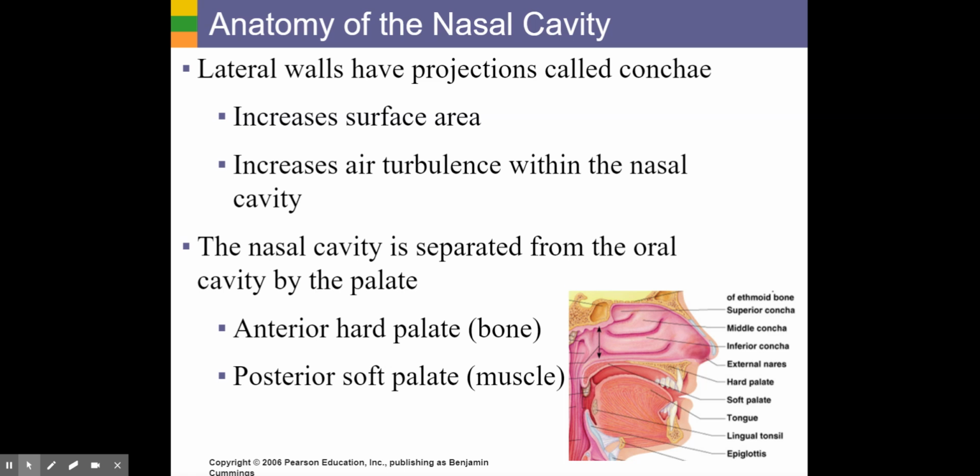Okay, and then the nasal cavity itself is separated from the oral cavity by a palate. So we've got the hard and soft palates. The hard palate is in the front, soft palate is towards the back. Soft palate is all muscle, soft tissue, and hard palate is all bone. All right, so we look at those two.